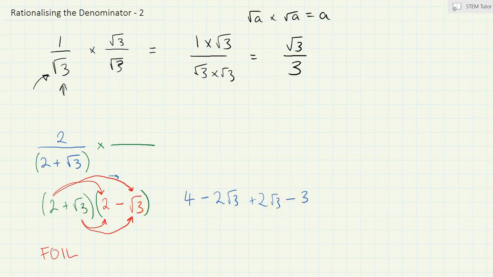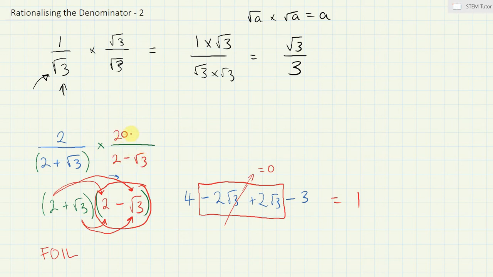You'll notice within the centre of this expression, we have minus 2 root 3 plus 2 root 3. So this effectively would equal 0, because they'd cancel each other out. So we actually end up with 4 minus 3, which equals 1. And it is this bracket here that we multiply this fraction by top and bottom. If I rewrite it here neater, we've got 2 minus root 3 over 2 minus root 3.